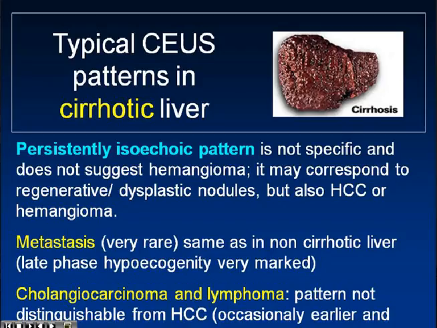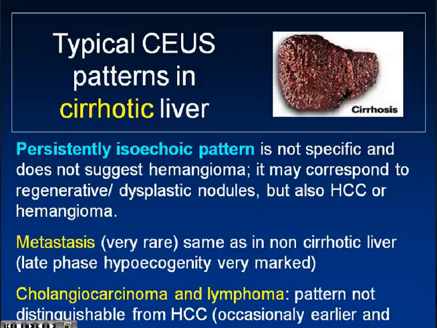I want to stress, just to conclude, that the persistently isoechoic pattern is not specific for hemangioma or for benign lesions. It might also be a hypovascular cancer. Metastases are very rare because they are difficult to distinguish from hepatocellular carcinoma, but fortunately they are very, very rare in cirrhotics for reasons mainly unknown.